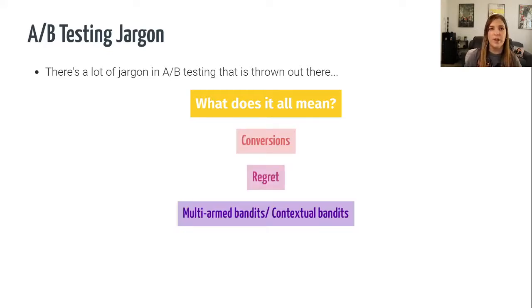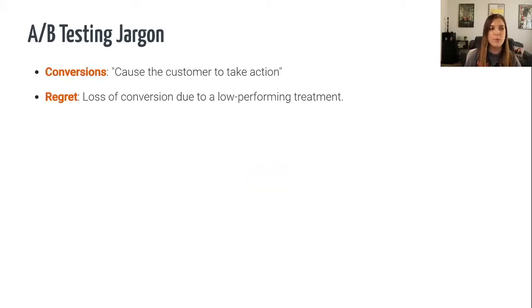You might have heard the term conversions or regret, not in any other sense, but in an A/B testing scenario. Also bandits, and you might wonder what all of that is. So we're going to try to clear some of these things up so you know how they fit in the context of a randomized control trial.